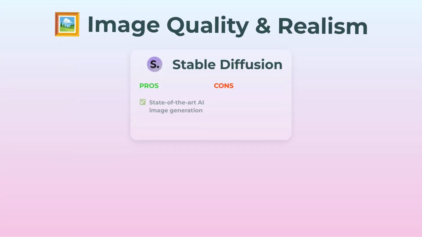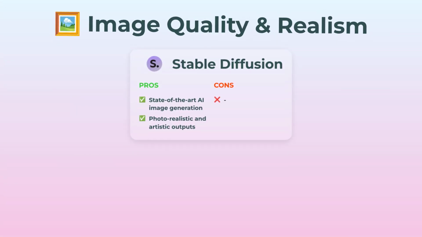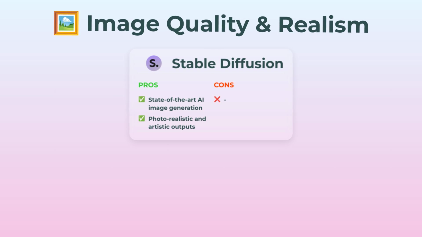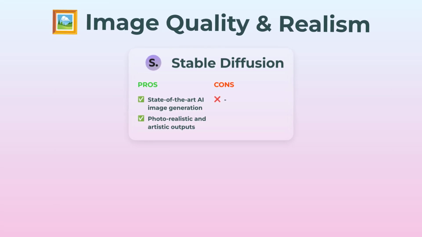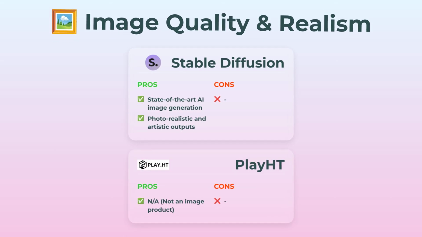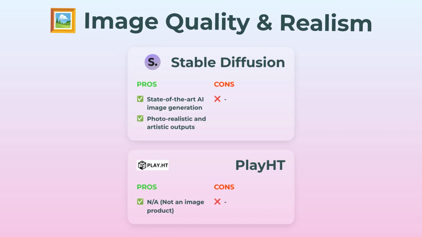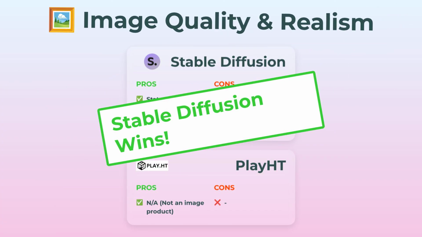All right, on to image quality and realism. Stable Diffusion just flexes here. Seriously, state-of-the-art AI image generation. You want photorealism, artistic effects? It's got you covered. PlayHT, well, this category really isn't its thing. No images, just voices. So, Stable Diffusion is the go-to if art and visuals are your priority.